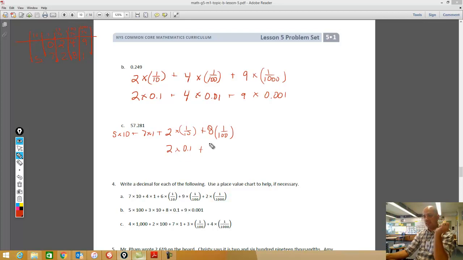I'm tired. 8 hundredths. And then I have something in the thousandths column. I do. It's a 1. So I have 1 group of 1,000. Okay.